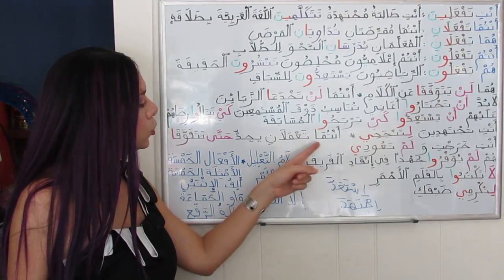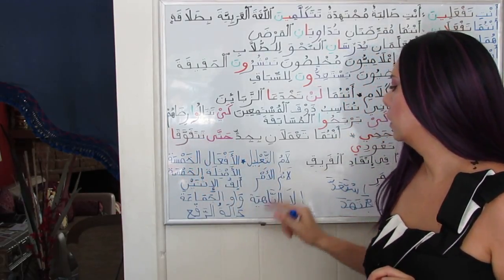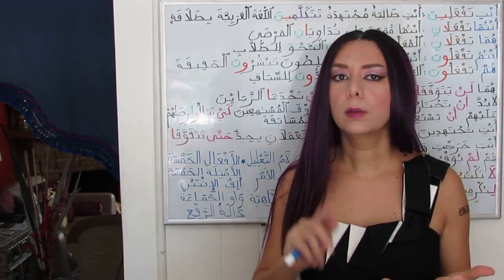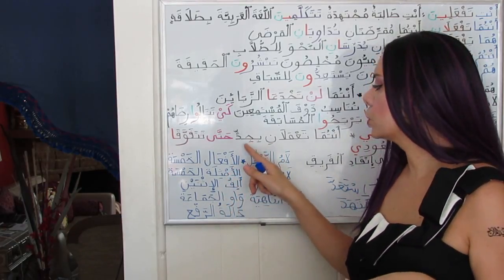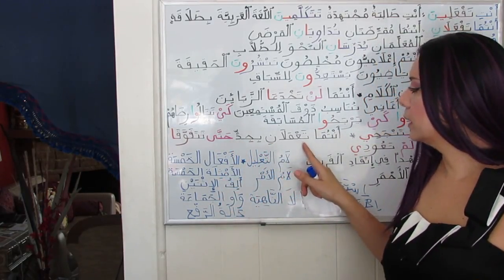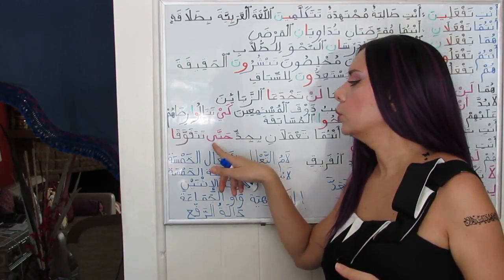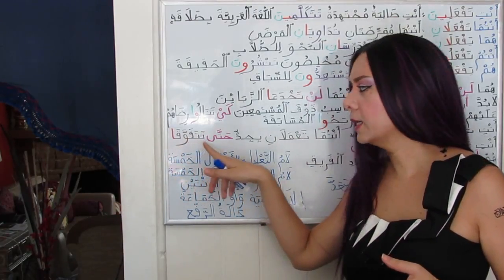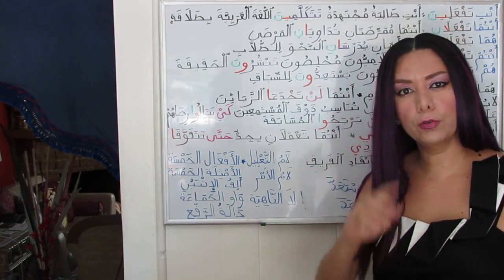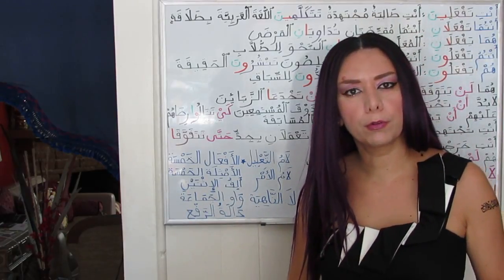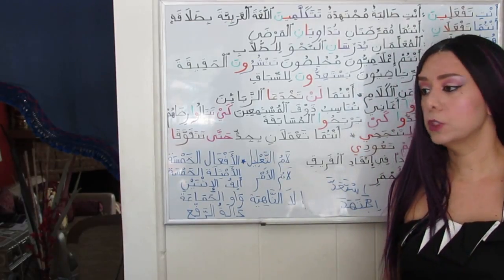Alright? أنتما تعملان بجد حتى تتفوقا. أنتما second person dual masculine. أنتما تعملان. You work, both of you, so hard. بجد. So تعملان بجد. You work so hard to excel. حتى تتفوقا. To excel. Alif is the subject of this verb. And the verb is in the imperfect subjunctive because it is preceded by حتى, the preposition حتى.